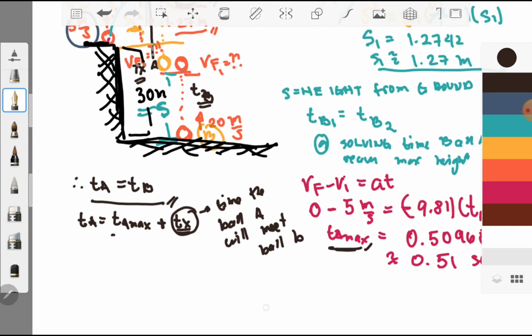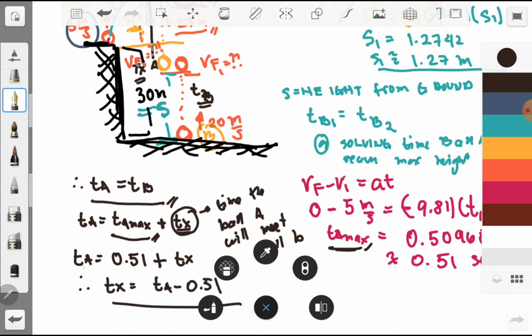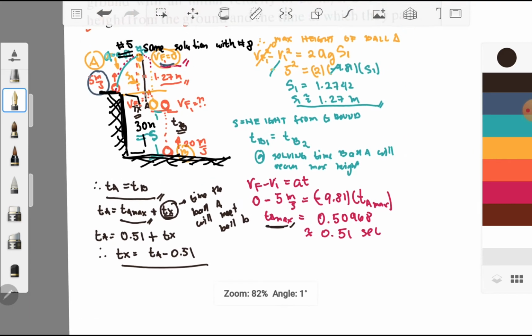Take note that our TA max was already solved, so therefore I may say that my TA is equal to my TA max, which is 0.51 seconds, plus our TX. So it is very clear that my TX is equal to TA less 0.51 seconds. Tama ba? So we just transpose this. Okay? So that is our TX.